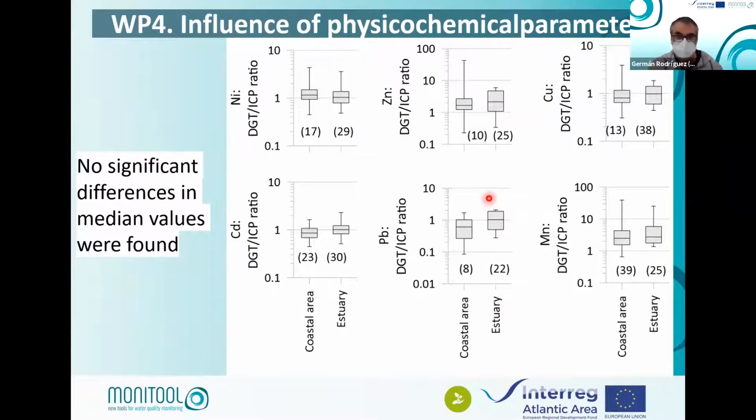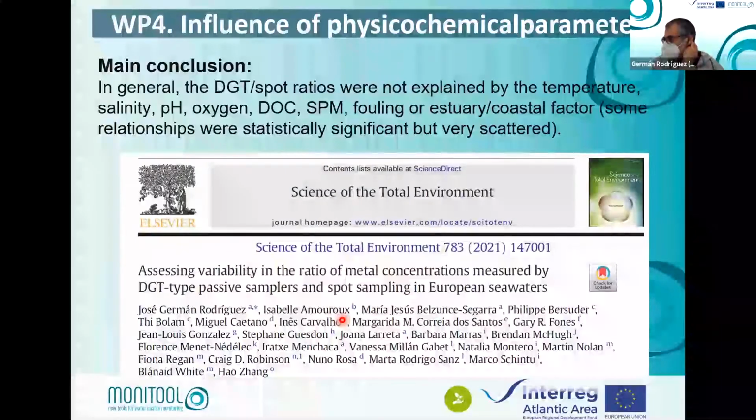And when we do a test to check if there are significant differences in the median values, we have not found significant difference. So I think we consider that being in a coastal area or estuary is not a factor explaining the variability in the ratio. So the main conclusion is that the DGT spot ratio was not explained by temperature, salinity, pH, oxygen, organic content, suspended particulate matter, fouling or estuary/coastal, but some of the relationships were statistically significant.